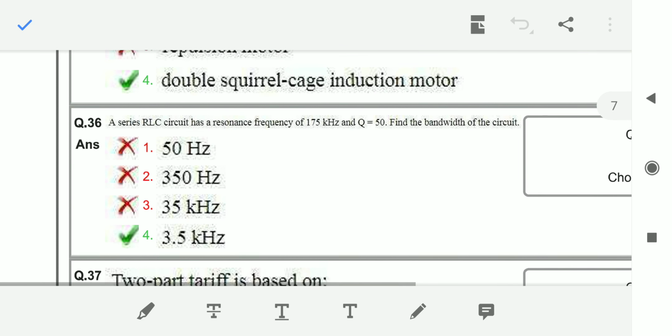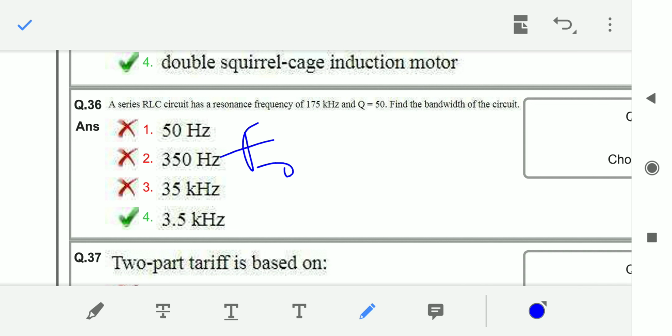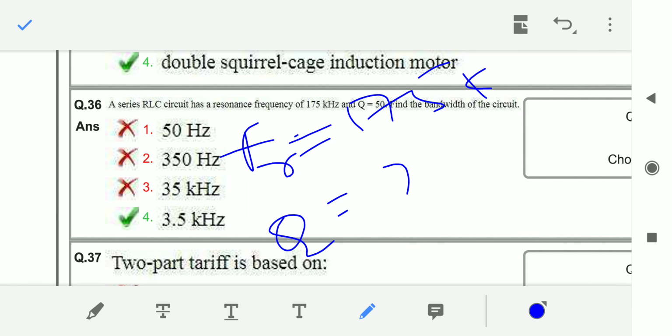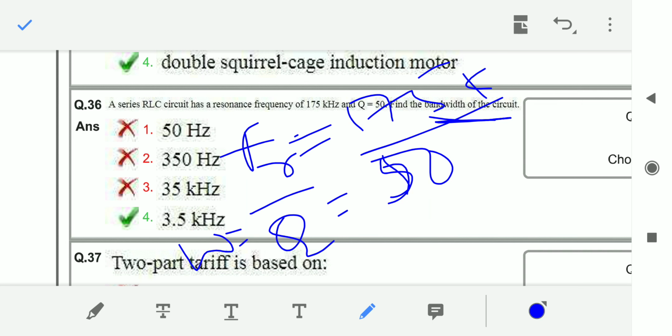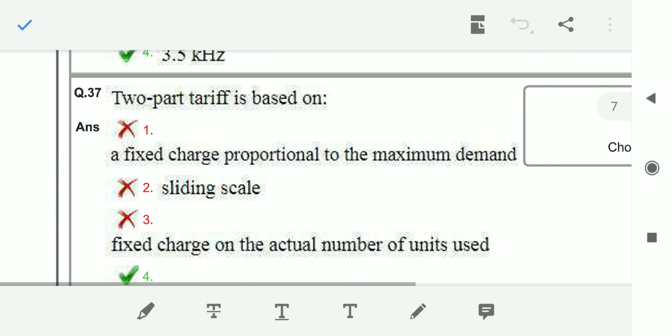Next, a series RLC circuit has a resonant frequency FR equal to 175 kilohertz, and quality factor equal to 50. So what is being asked to calculate, sir? Bandwidth. Bandwidth is equal to resonant frequency by quality factor, that is equal to 3.5 kilohertz. The unit for bandwidth is also hertz, sir. So 3.5 kilohertz.